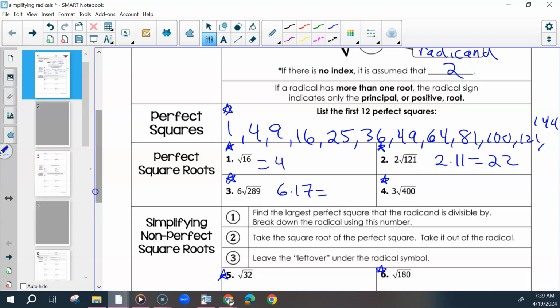And then multiply 6 and 17. Say that number one more time. 1. And then I'll leave 4, and you could go and find that.